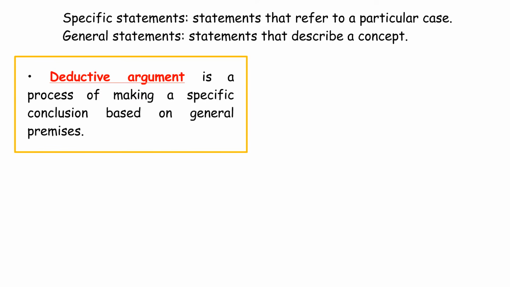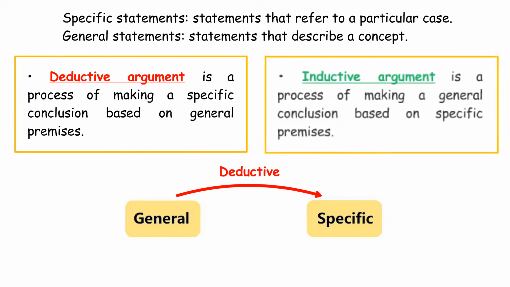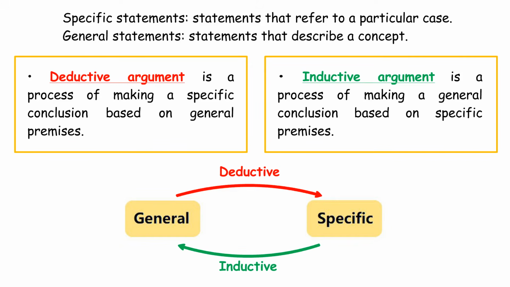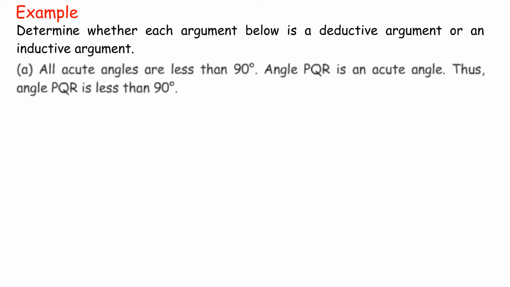Deductive argument is a process of making a specific conclusion based on general premises. Inductive argument is a process of making a general conclusion based on specific premises. Example: determine whether each argument below is a deductive argument or an inductive argument. A. All acute angles are less than 90 degrees. Angle PQR is an acute angle. Thus, angle PQR is less than 90 degrees.